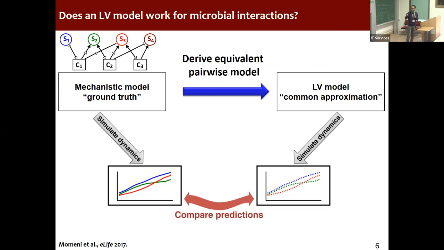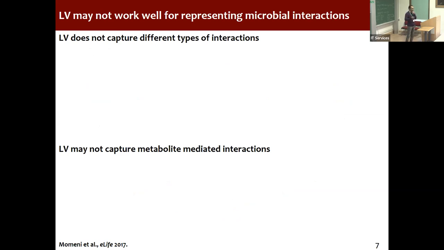We started from some mechanistic model of interactions through metabolites in the environment as our ground rules. And then we built its equivalent LV model to the best of our knowledge. So we tried our best to make a corresponding Lotka-Volterra type model for them. And then we compared the dynamics between the two models to see when Lotka-Volterra type models would work and when they wouldn't. And it was easy to see in that situation that you don't have to work too hard. It's pretty easy to find situations where Lotka-Volterra type models won't work for microbial interactions.